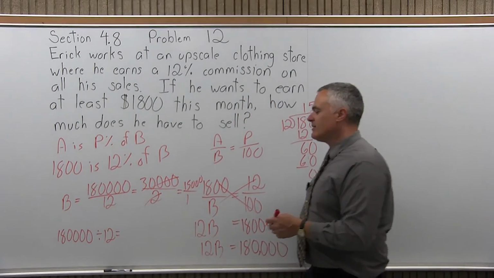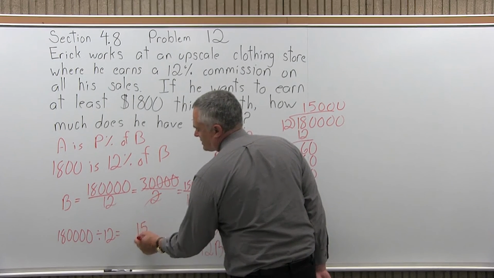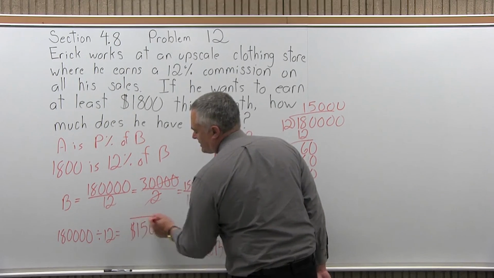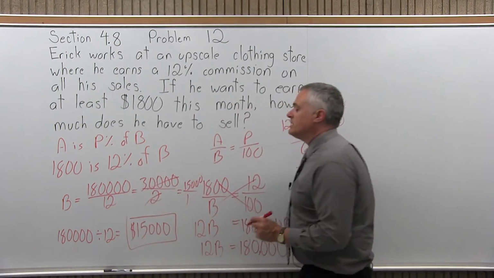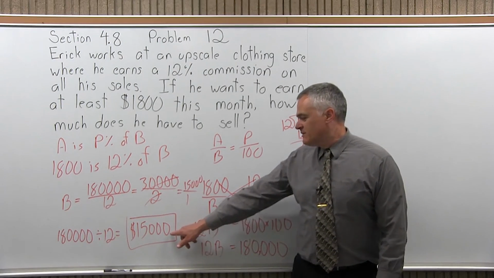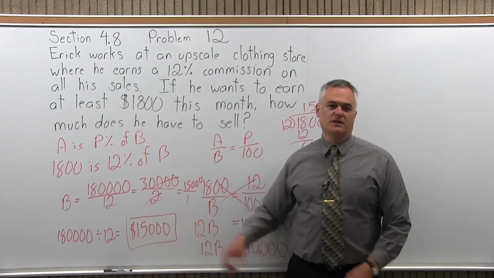The easiest would be the calculator. The long division is probably the toughest. Reducing is in between. So basically, the answer is, if Eric wants to make at least $1,800 in commission, the minimum is $15,000 in sales. He has to sell at least $15,000. $15,000 or better.